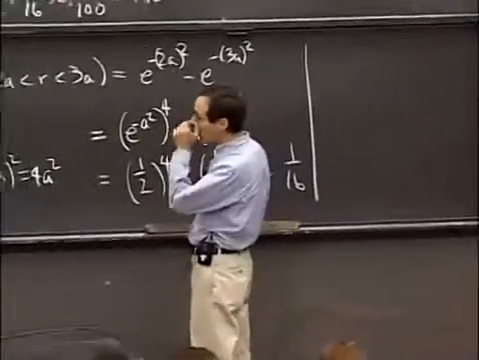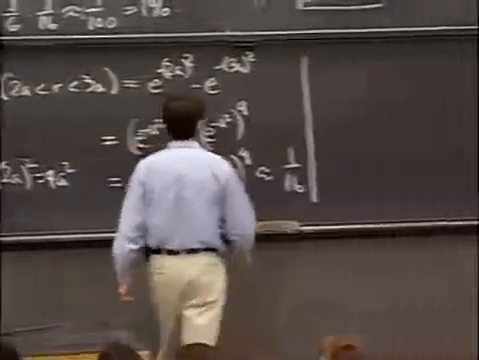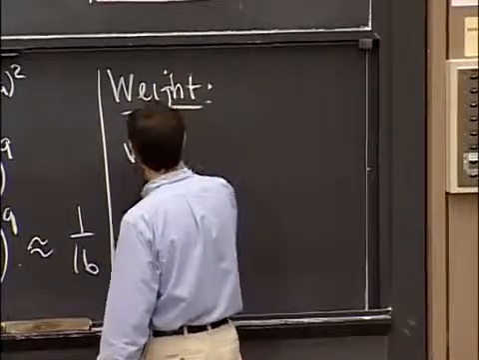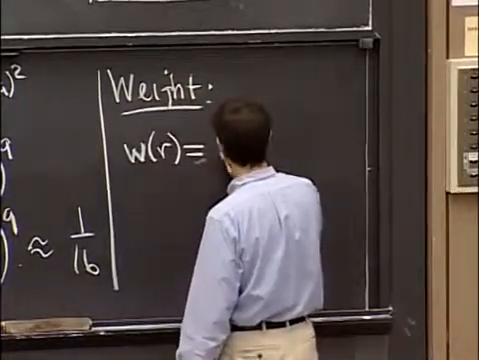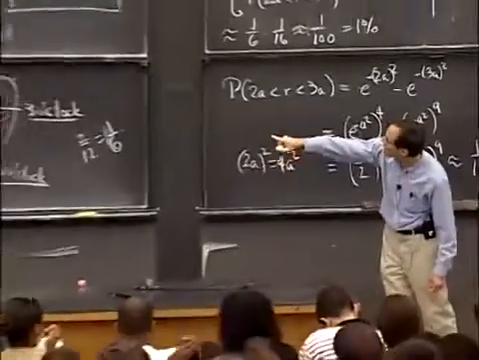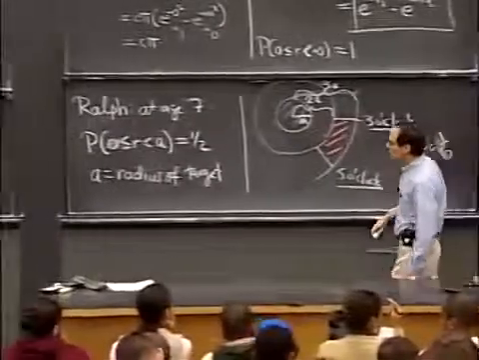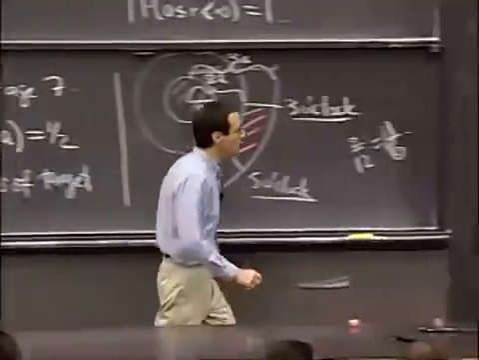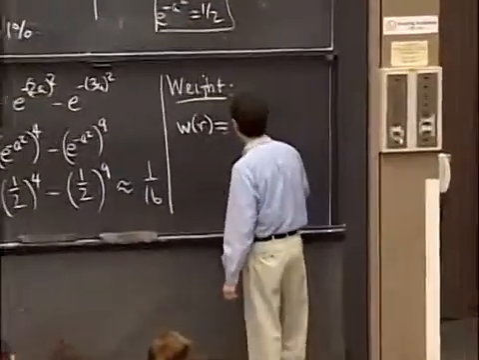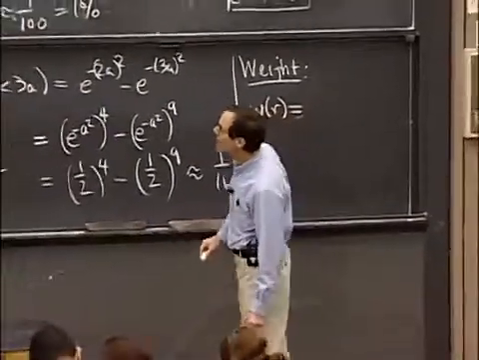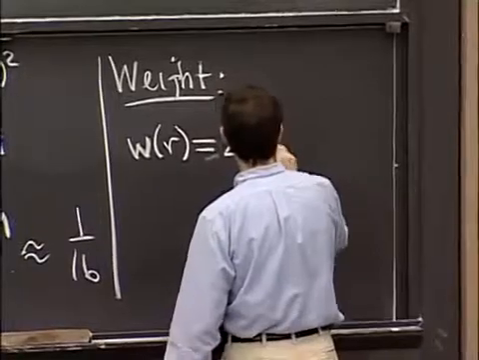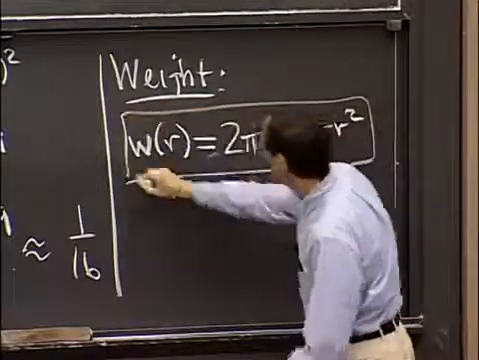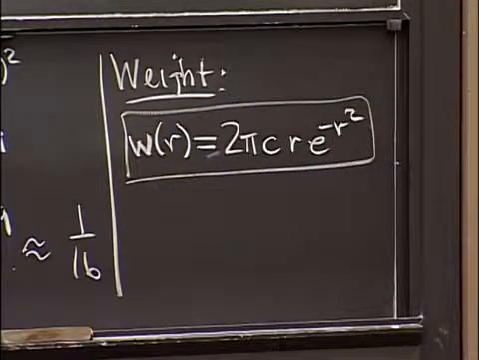This is connected to weighted averages or integrals over weights. But the weight that's involved in this problem was W of R is equal to, so let's just look at what happened in all of those integrals. What happened in all the integrals was we had this factor here, 2 pi r. And if I include the c, it was really 2 pi c r e to the minus r squared. This was the weight that we were using, the relative importance of things.